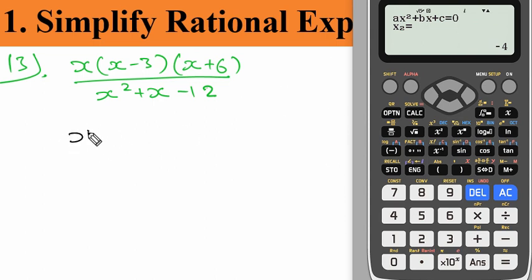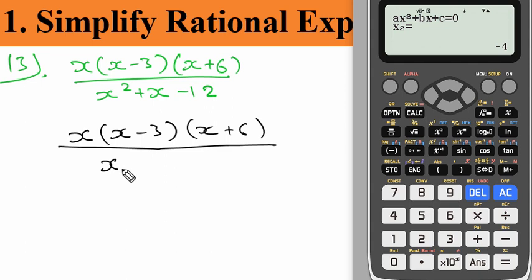So what will I do? I will just write again (x minus 3)(x plus 6) over, now my solution was x equals 3, right? So I will write x minus 3, and this is x equals minus 4, so I will write x plus 4. That's it. If you can do this, you can factor all of the rational expressions and simplify them very easily. Okay, if this is your solution, so it is minus 4, in the factor form it will be x plus 4. If it is plus 3, in the factor form, it will be x minus 3.